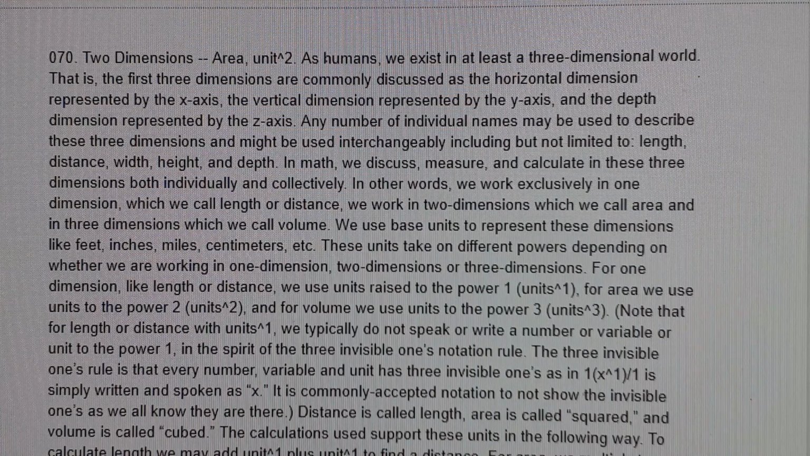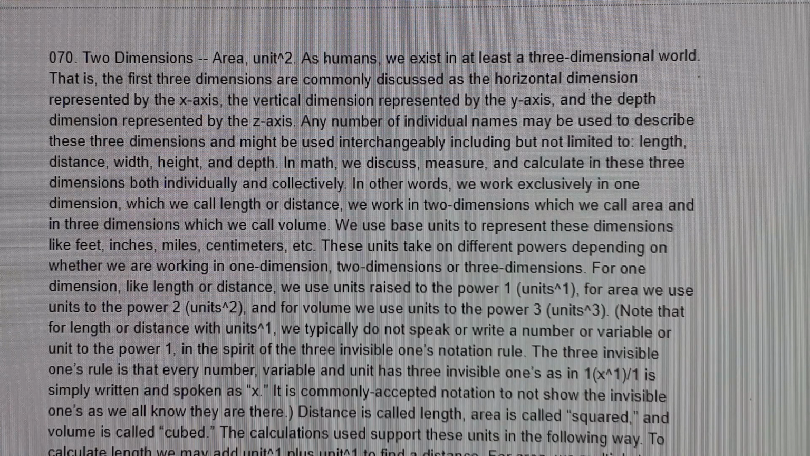To calculate length, we may add unit to the power 1 plus unit to the power 1 to find a distance. For area, we multiply two dimensions, as in horizontal times vertical, which results in unit times unit, or unit to the power 2. For volume, we multiply three dimensions, as in horizontal times vertical times depth, or unit times unit times unit, or unit to the power 3.